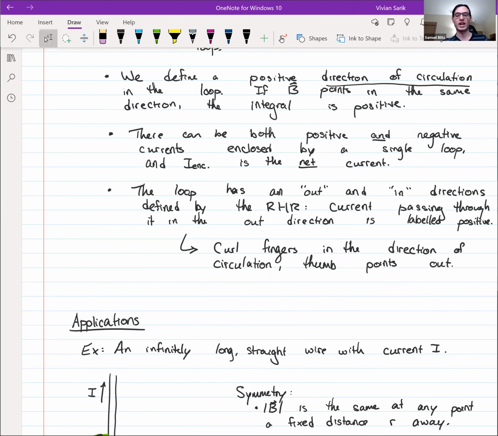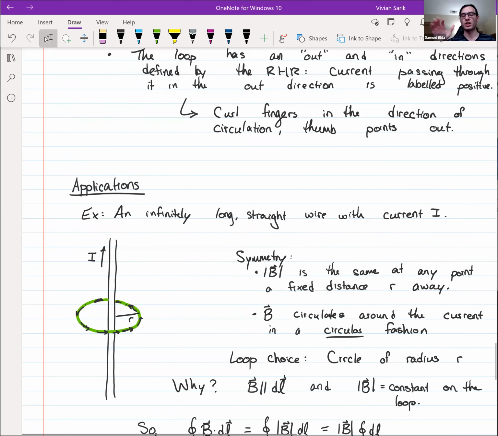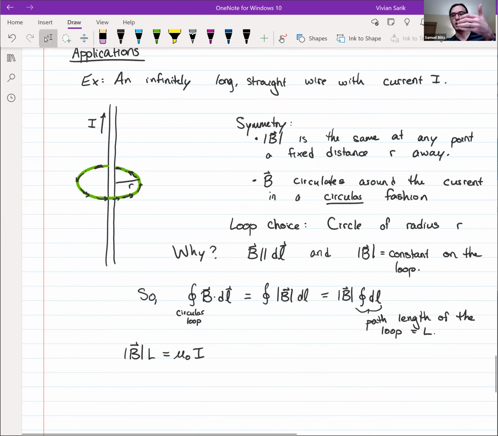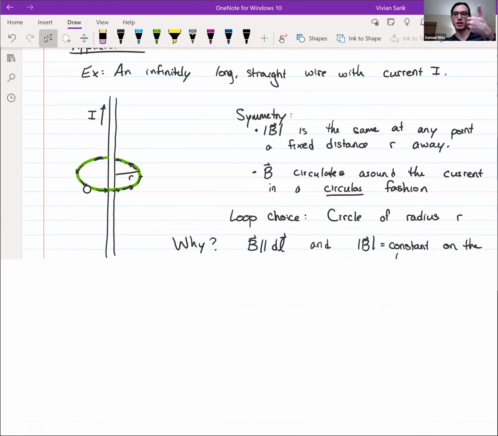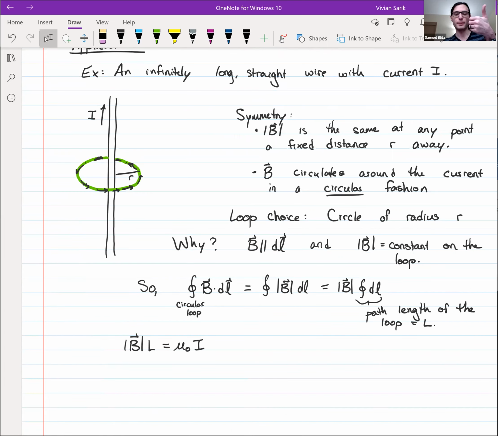And so we use the right-hand rule. I have to use my left hand, curl our hand in the direction of the positive direction of circulation, which is this way. And my thumb points in the out direction. And indeed, the current passes through the loop in the out direction. So the enclosed current is indeed positive I. If we had chosen the opposite direction, the enclosed current would have been negative I, and so the negative sign would have canceled out.